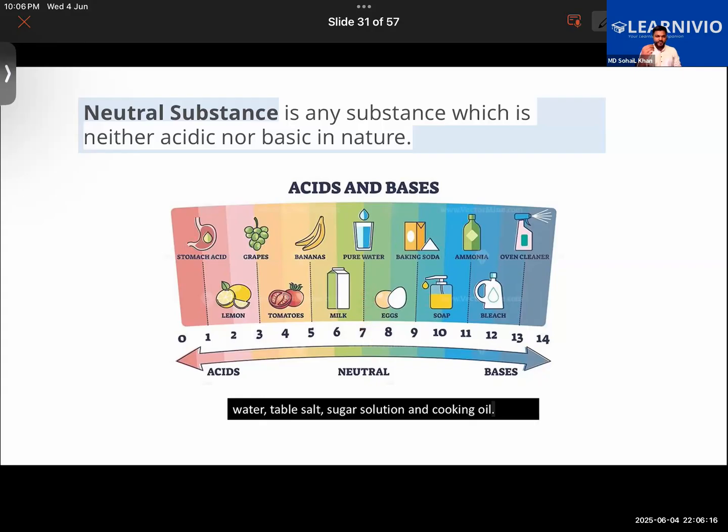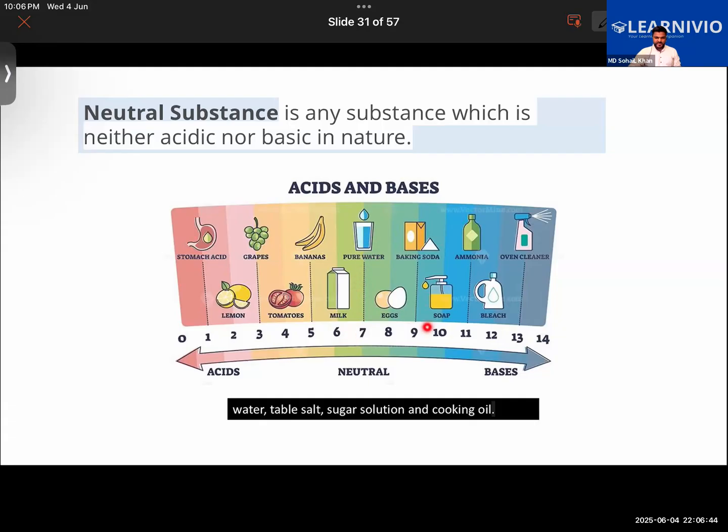Does water have any taste? Does it taste sour or bitter or sweet? It does not. So that is the thing. Water, table salt, sugar solution, and cooking oil have a pH value of 7, or very, very close to 7, like 6.9 or 7.1. So they are neutral substances.